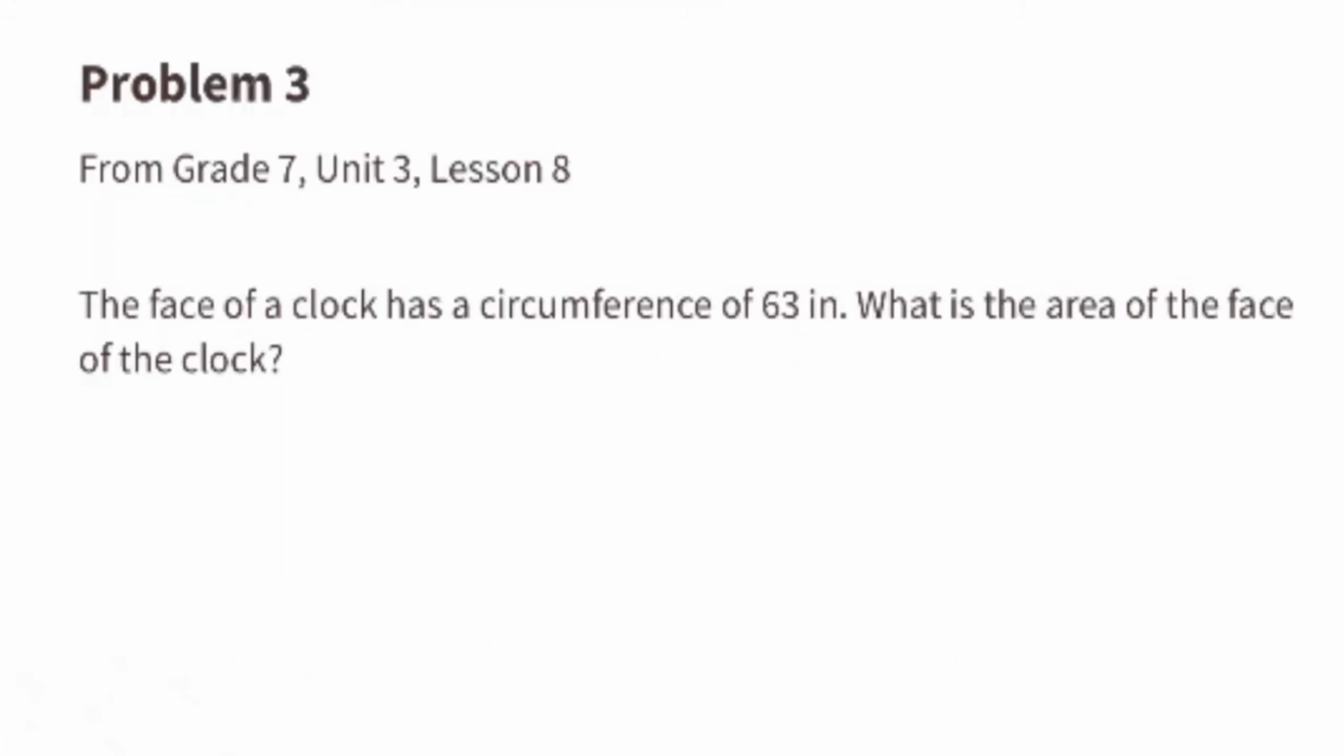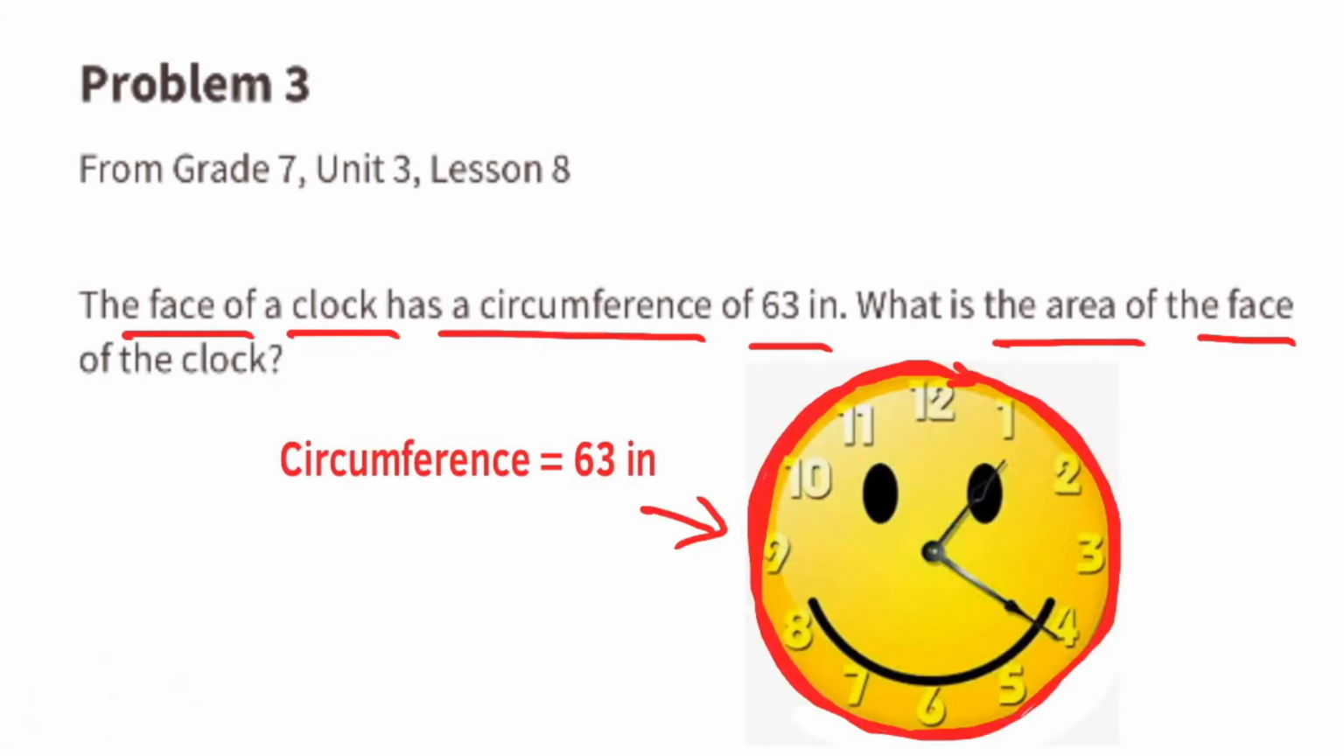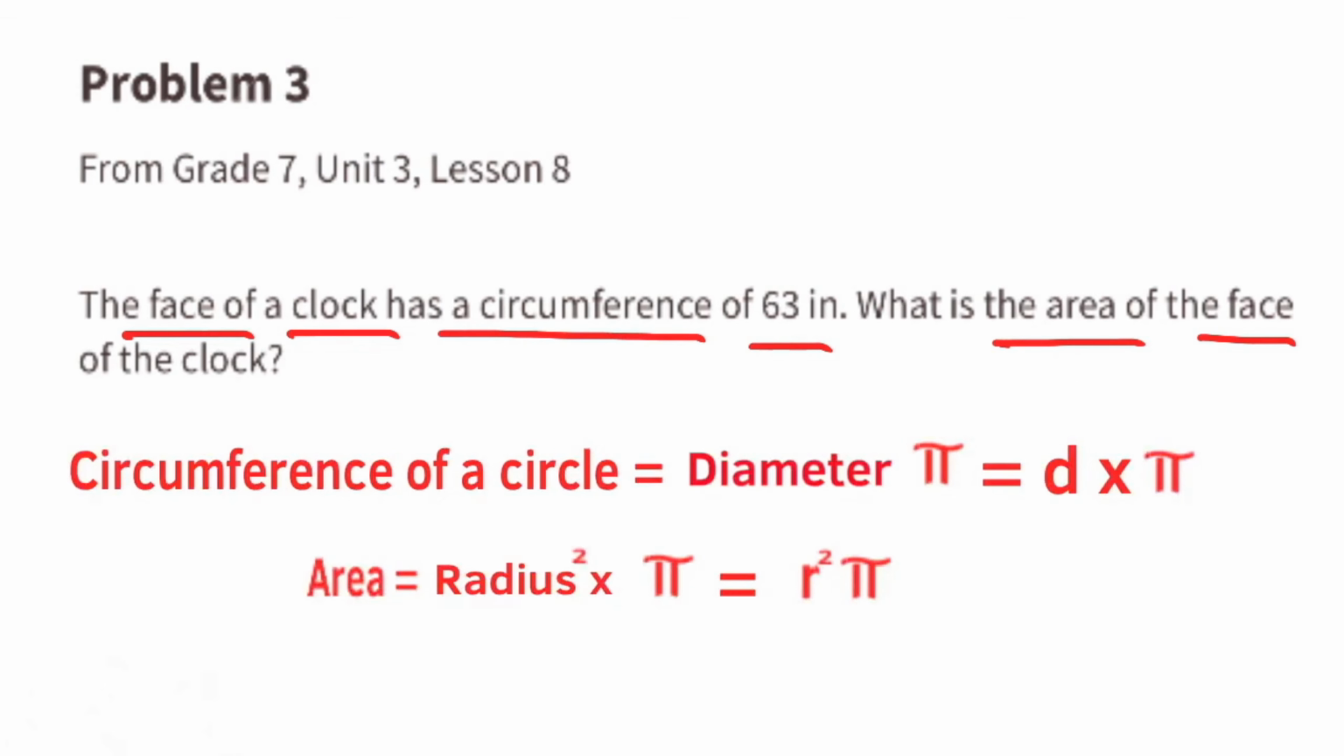Problem number 3 from 7th grade, Unit 3, Lesson 8. The face of a clock has a circumference of 63 inches. What is the area of the face of the clock? Remember, the diameter times pi equals the circumference. To find the area of a circle, we need to know its radius. First, let's figure out the diameter, and then we can cut the diameter in half, and we'll know the radius.